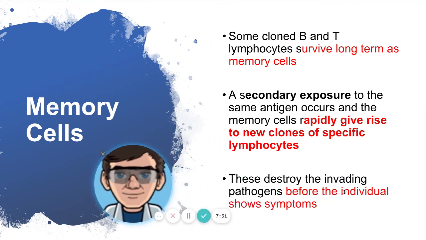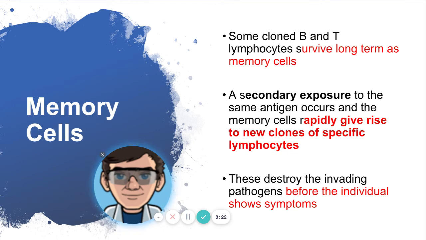Okay, so we talked about for both types of lymphocyte, the first thing that happens is the rapid division to create a clonal population. Out of that large clonal population, some of those cloned B and T lymphocytes are going to survive long term. Those cells that survive long term are referred to as memory cells because they last so long. This means if you get a secondary exposure to the same antigen, you already have many cells in the body. So that gives a more rapid rise to a new clonal population.